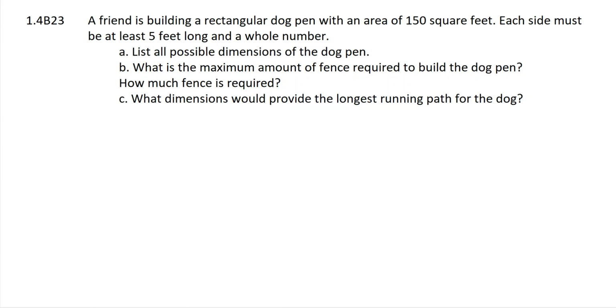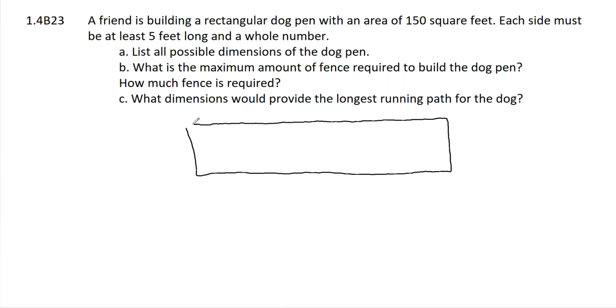Okay, basically this is a factor pair problem because we want to know if we're going to make a rectangle. So we're going to make a rectangular dog pen, and this one's long and skinny, and I'll show you why in a second. If we're going to make a rectangular dog pen and it has to be a whole number, our length and our width have to be factors of 150. So if we start with the least amount that it can be, we could build a 5 by 30 dog pen, because 5 times 30 is 150.